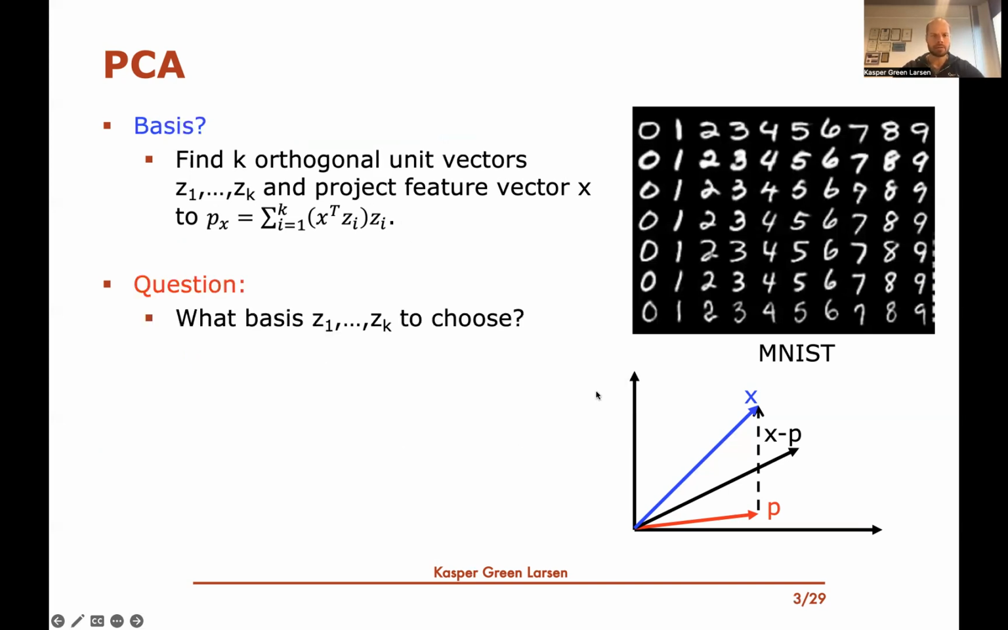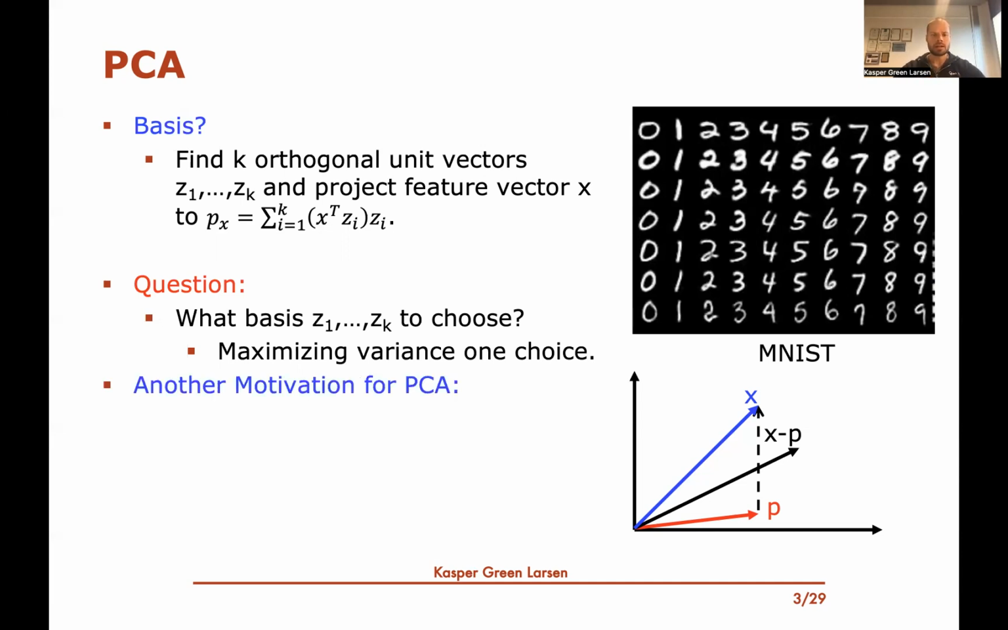Okay, so let's have a look. So we're looking for a basis, again, k orthogonal unit vectors z1 to zk, and then we're going to project onto those vectors. That will be our projection. And the question is, again, what basis to choose? And maximizing the variance, the sample variance after projection is one choice, which is what we explored in the previous video. Another motivation is the following.